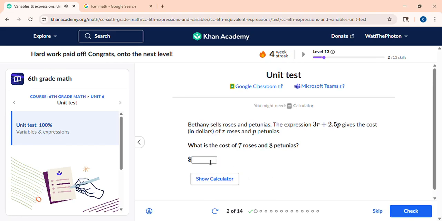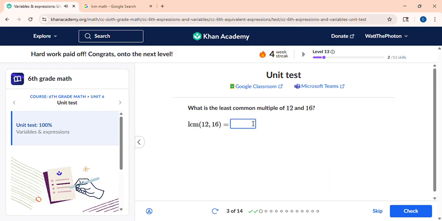Bethany sells roses and petunias. The expression of 3r plus 2.5p gives the cost of r roses and p petunias. What was the cost of 7 roses and 8 petunias? So that's 21 plus 2.5 times 8. So that's what, 41? 16 plus 4. Yeah, actually, I guess that. There we go.